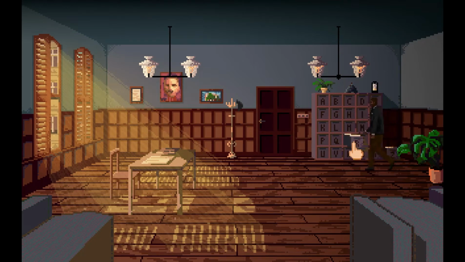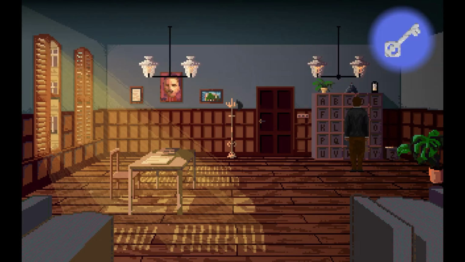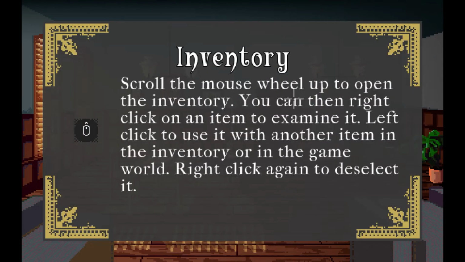And is it there? Naya. Here we go. The key! Oh, I love this ding in the top right corner. Inventory. Scroll the mouse wheel up to open inventory.